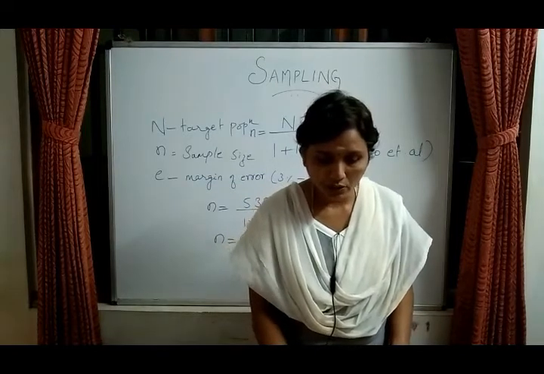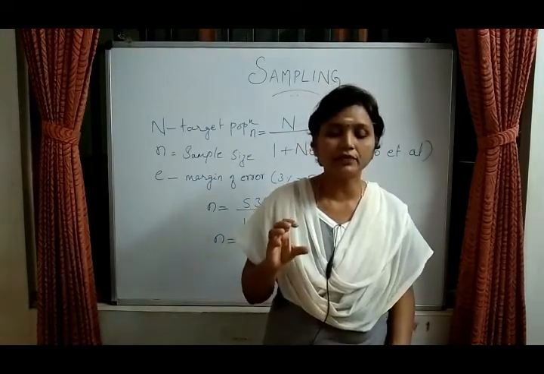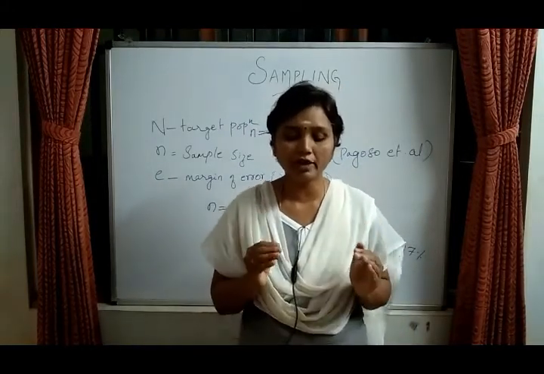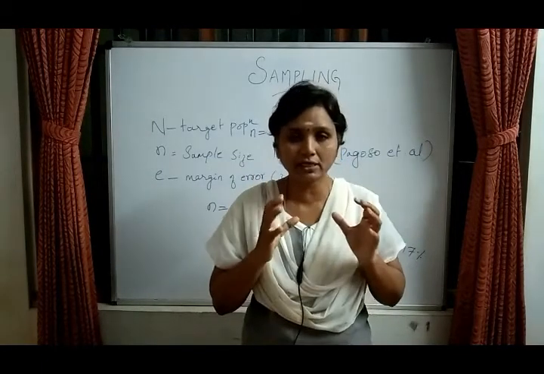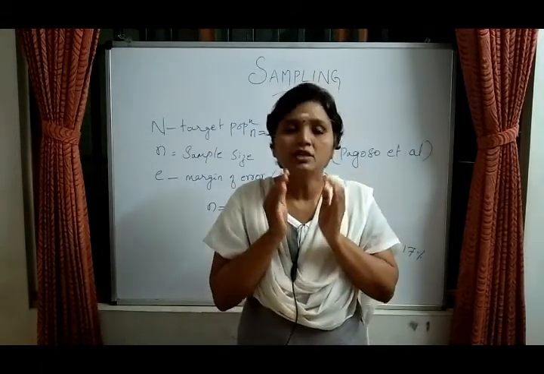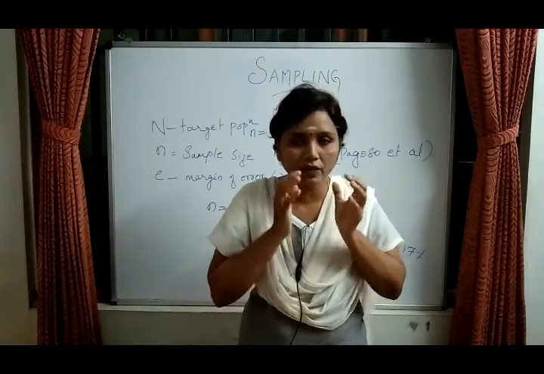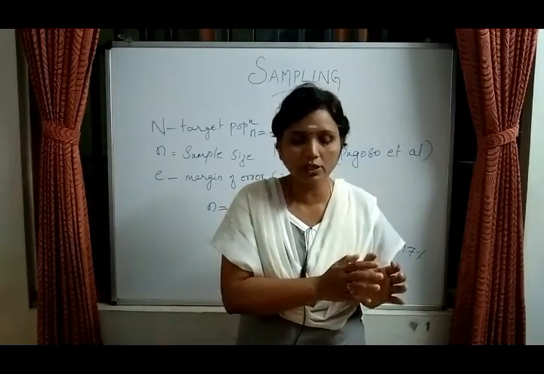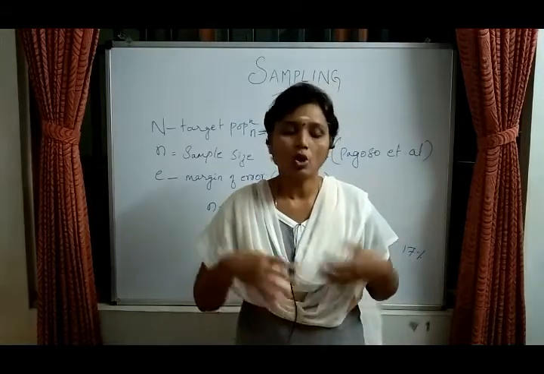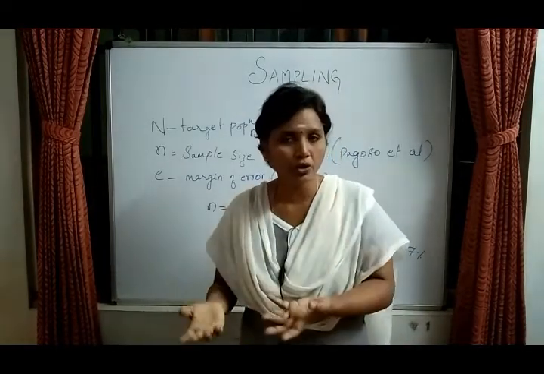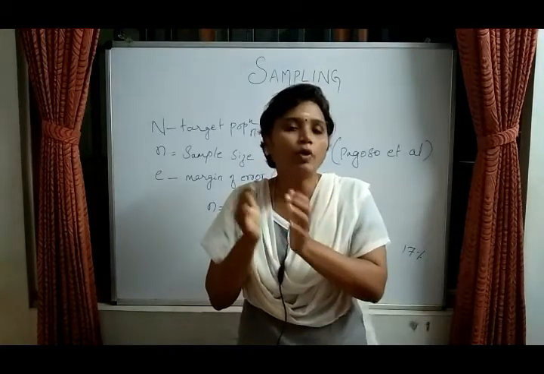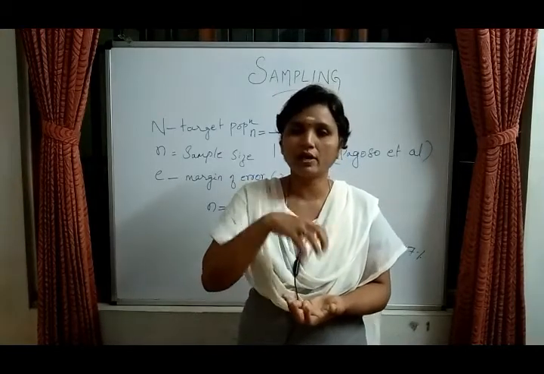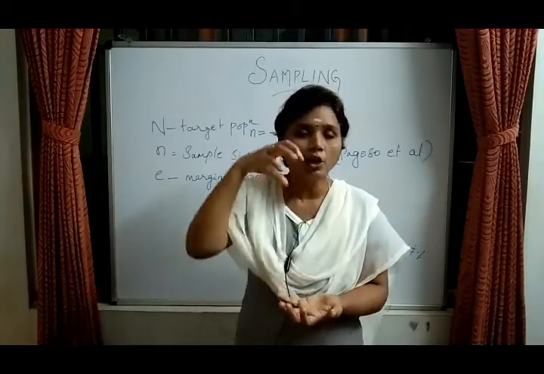Okay, next one is stratified random sampling. Here the population is divided into two or more groups called strata. We are dividing it into subgroups, that is called strata. We are dividing groups of people. It may be according to geographic location, grade, age, income, or socio-economic status. According to that, the group of people is divided into strata. Strata means subgroups. We are dividing the population into groups.